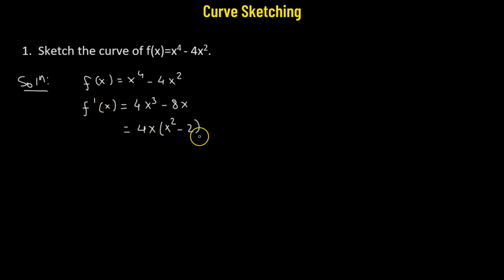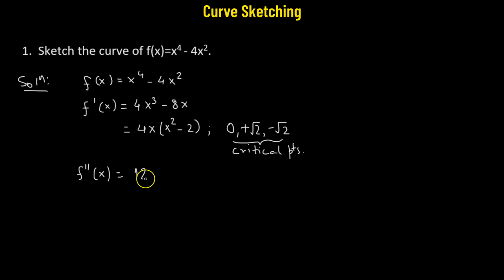Now, from this equation, we can find the critical points. All we have to do is set f dash x equal to 0, and this gives us 0, plus square root of 2, and minus square root of 2. So these are going to be the critical points. Next, we find the second derivative of our function f of x. Differentiating 4x cubed minus 8x, we have 12x squared minus 8. Let's take 4 as the common factor, so we have 4 times 3x squared minus 2.